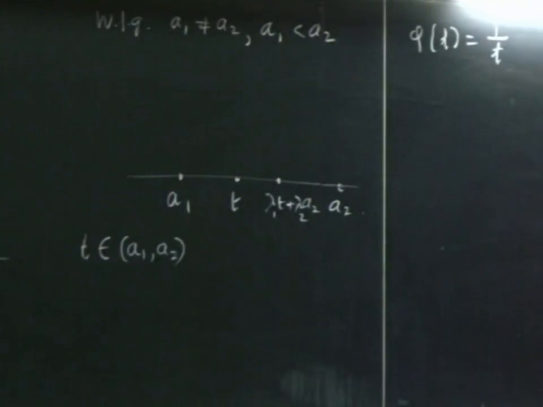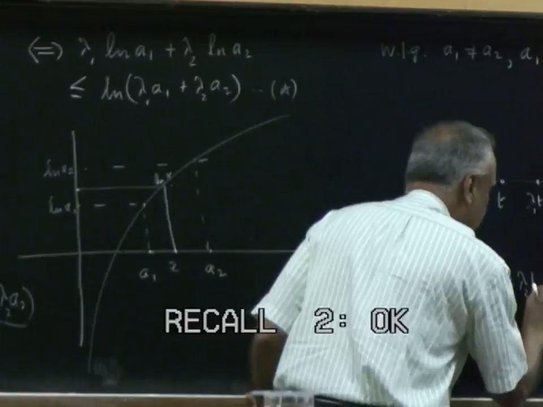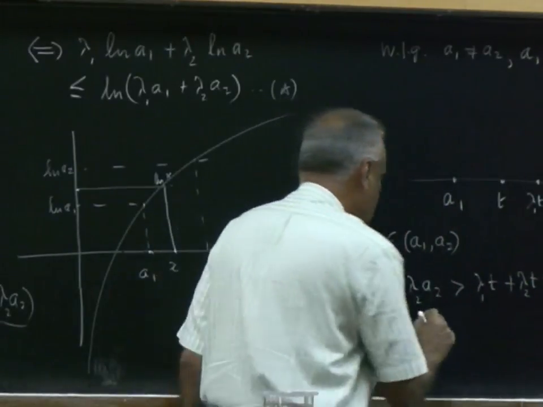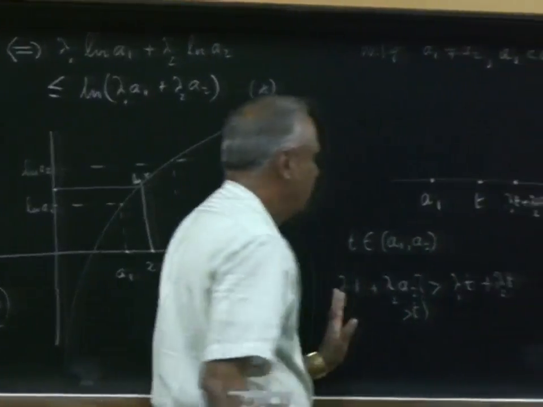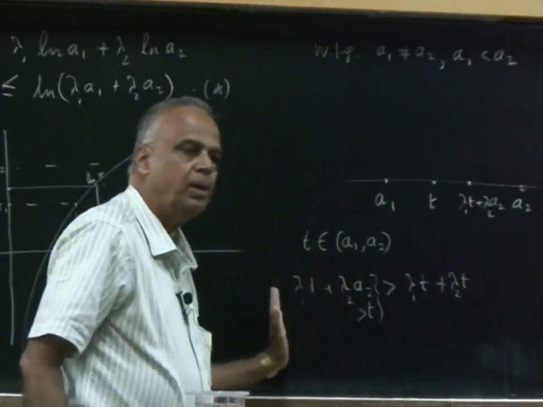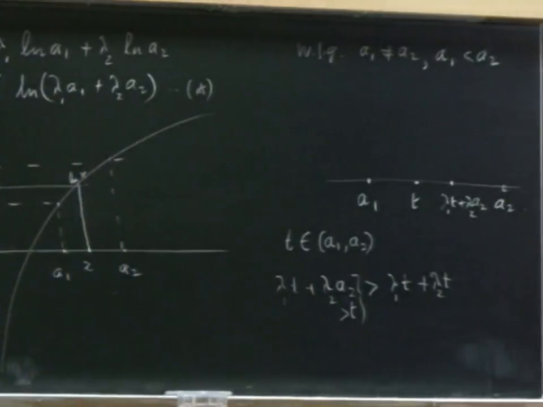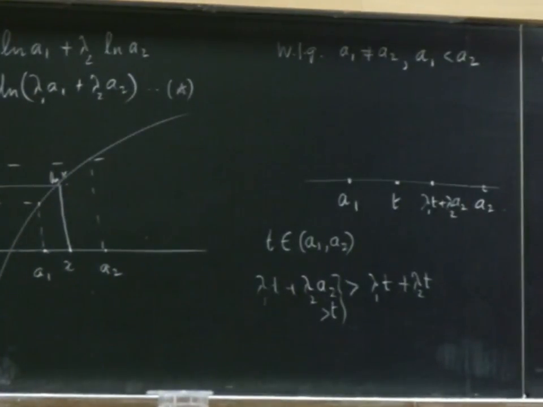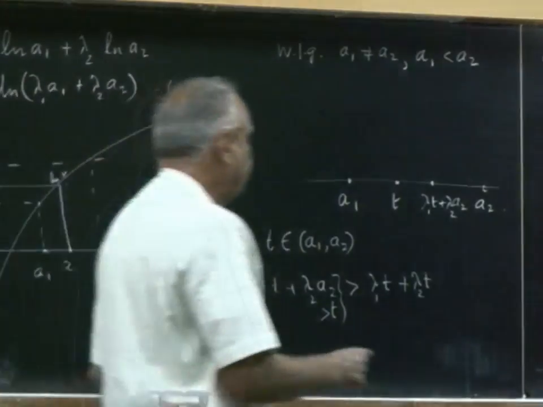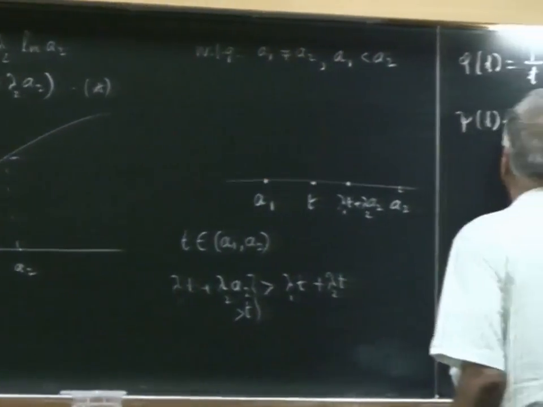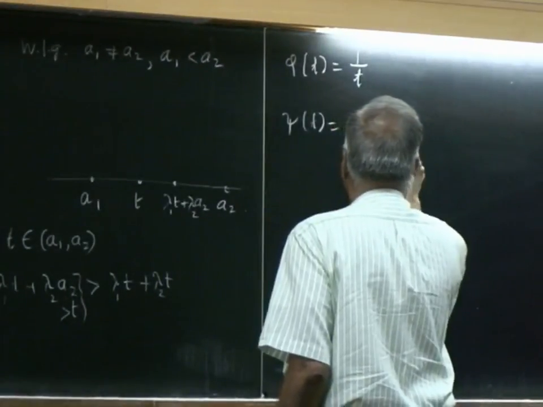that will be of the form lambda 1 T plus lambda 2 A2. See, this point lambda 1 T plus lambda 2 A2 is greater than T, since A2 is greater than T and lambda 1 plus lambda 2 is 1. Less than A2. So, it is a point that lies between T and A2. Now, define a function psi of T to be 1 over lambda 1 T plus lambda 2 A2.